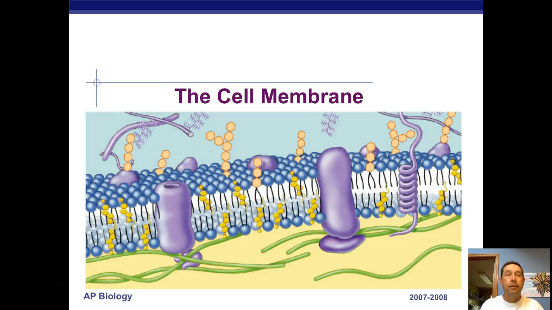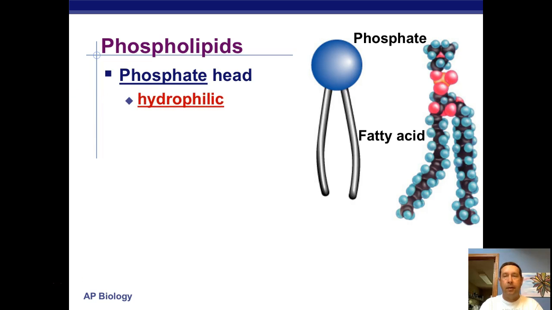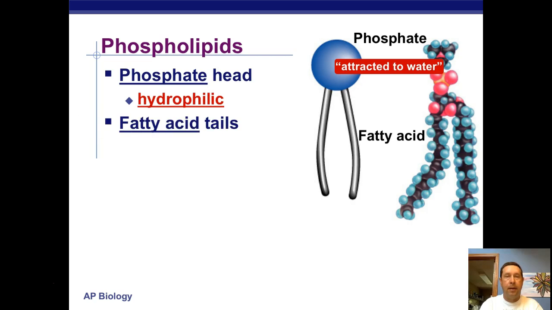All right, in this video we're going to look at the structure of the cell membrane. The cell membrane is made up primarily of phospholipids, which are a type of lipid, if you remember from the chemistry review. There's a phosphate head. The phosphate head is hydrophilic or water-loving, so it's going to be on the outside. It's attracted to water. The fatty acid tails are hydrophobic. They don't like water, so they're going to orient themselves so they're in the center.